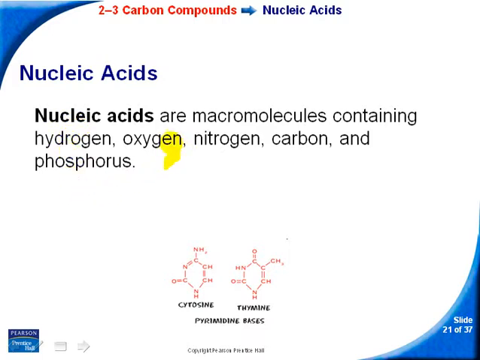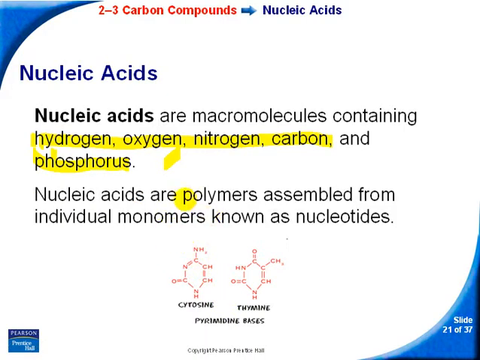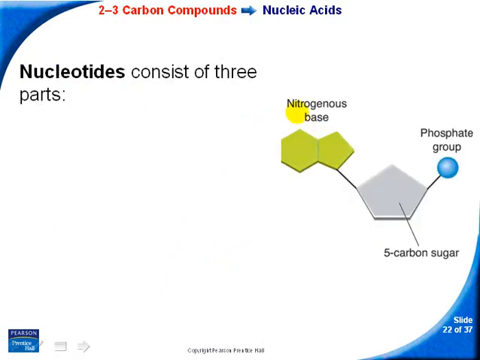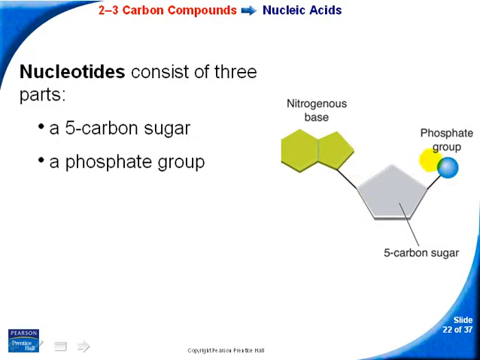Nucleic acids. Nucleic acids contain hydrogen, oxygen, nitrogen, carbon, and phosphorus. They contain 5 different elements, and they're polymers assembled from monomers called nucleotides. And here's a nucleotide. It has 3 parts: a sugar, which is right here, a phosphate group, which is right here, and a nitrogenous base, which is right there.